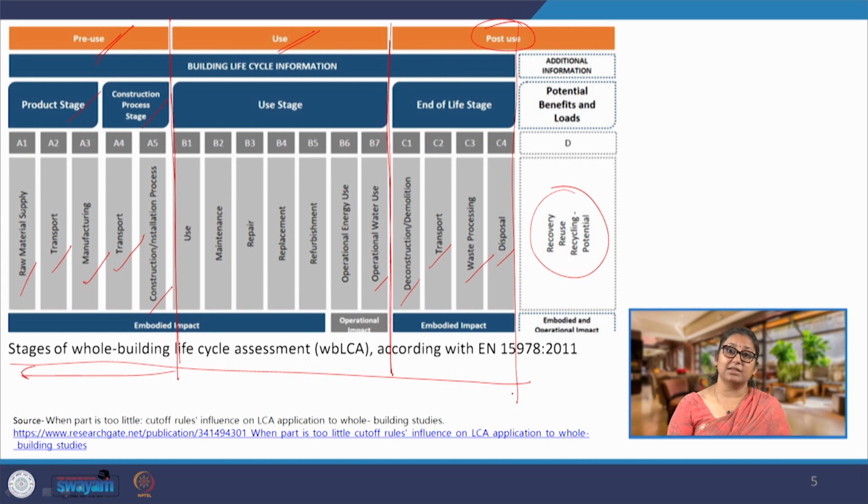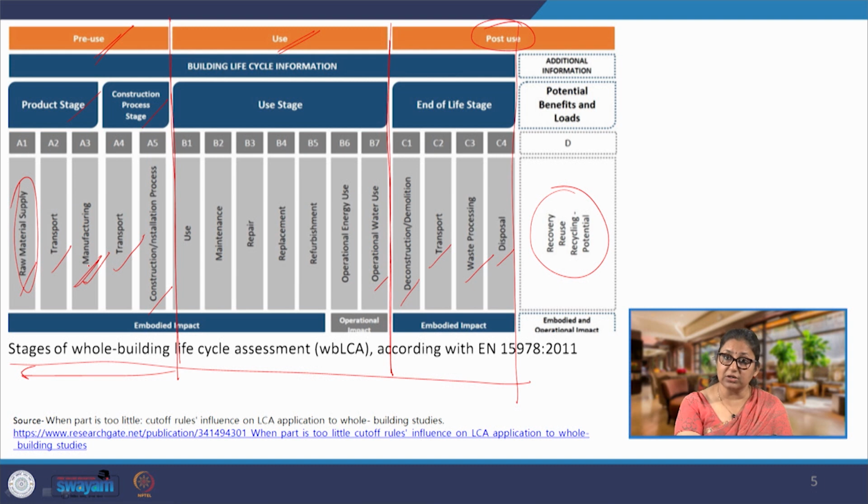Now, as I said, each of these activities can be detailed out. For example, we are looking at only raw material supply. Now, depending upon the choice of material, the raw material supply and the emissions coming from them will change. Consider this, if as an architect I specify AAC blocks to be used in this building vis-a-vis CSEB, compressed stabilized earth blocks to be used in this building. Now, the emissions that are going to come from the extraction of materials and also the manufacturing of these two products is going to be significantly different.